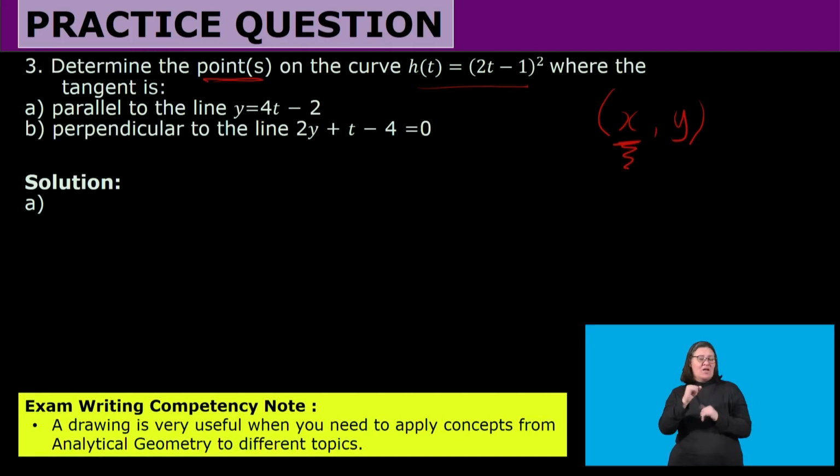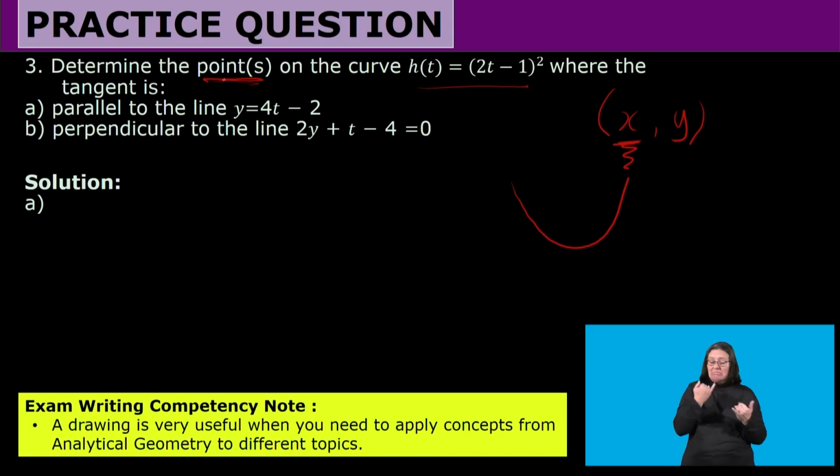Now, when a question is phrased in this form, I find that a diagram is very useful to help you list all the given information from the question. Okay, so we've got a parabola. Determine the points. So we're looking for x and y. We're not looking for the equation. So on this curve, we've got a tangent drawn at some point. We don't know what the point is because that's what we are looking for.